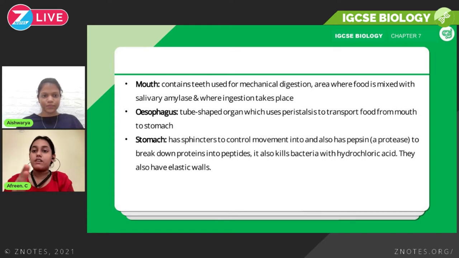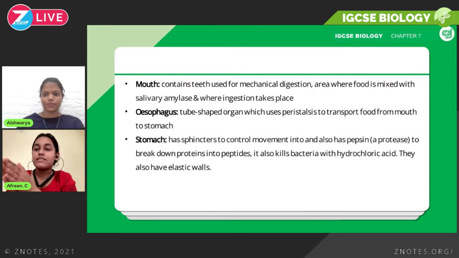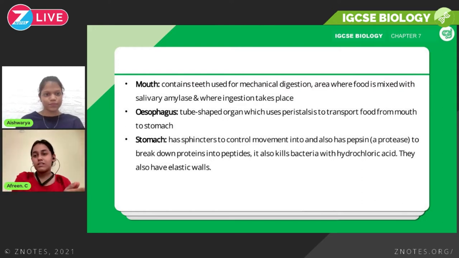Next up, we have the esophagus. It's a tube-shaped organ, and it uses peristalsis, same as your colon. Peristalsis is basically when your muscles contract to push something through the pipe. So this is something that's happening in the esophagus.